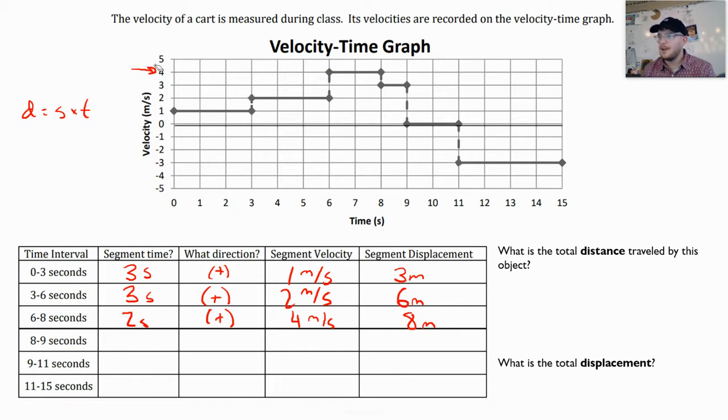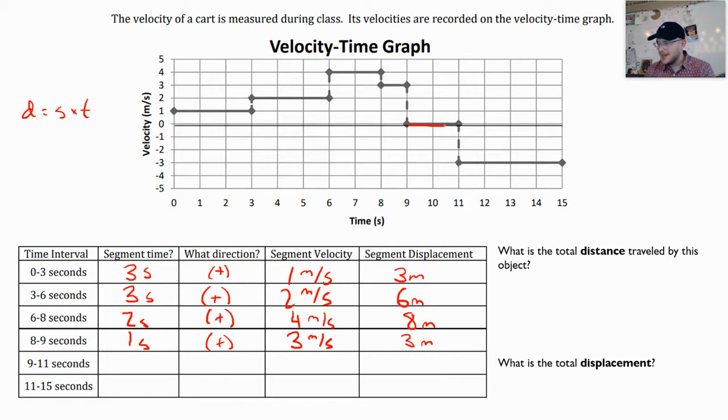All right, next leg, between 8 and 9 seconds. That's just 1 second that's gone by. Again, I'm in the positive. My velocity here is 3 meters per second. And my displacement, well, if I'm going at 3 meters per second for 1 second, I've gone 3 meters. All right, let's do the next leg.